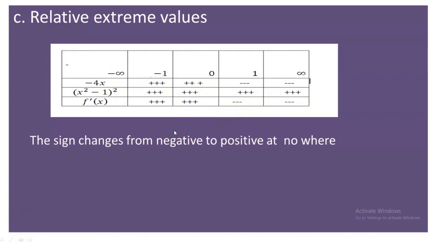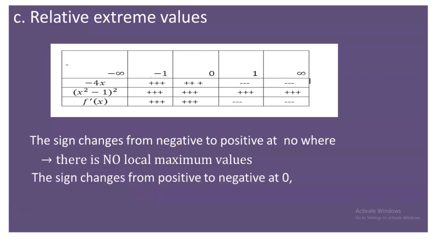The sign changed from negative to positive nowhere. Because of this, there is no local minimum value. And again, the sign changed from positive to negative at 0. As I said, at 0, at the critical number, the derivative changed from positive to negative.